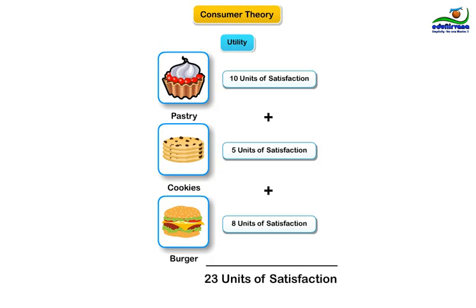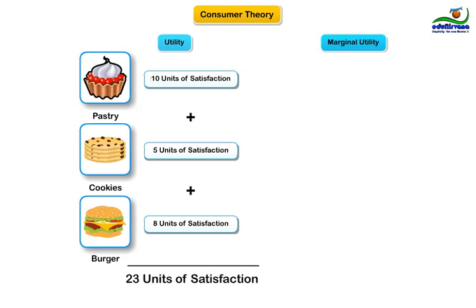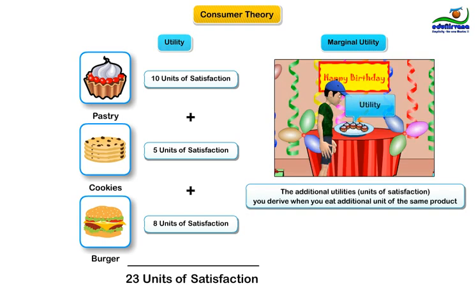There is another concept called marginal utility, which comes into effect when you eat more of the same, which was the case in your binge at the party. Marginal utility signifies the additional utilities or units of satisfaction you derive when you eat additional unit of the same product. Let's replay how it went with you in the party with the introduction of the utility and marginal utility concepts.